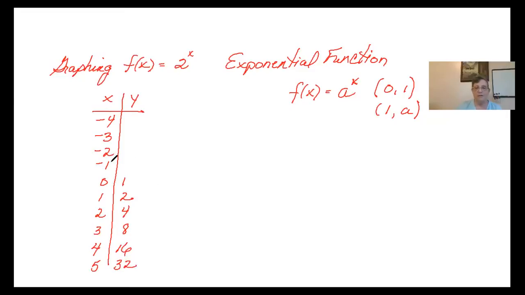A negative exponent, recall, is going to be the same as 1 over that with a positive exponent. So 2 raised to the -1 is 1 over 2, which is 1/2. 2 to the -2 is 1 over 2 squared, 1/4. -3 gives us 1/8. -4 gives us 1/16. So let's look at how some of these points would look on a graph.